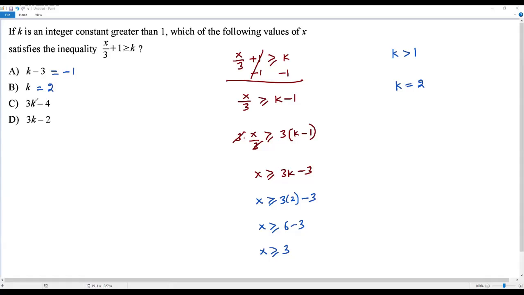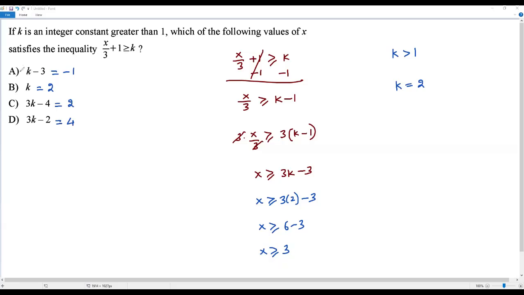And when I plug in k = 2 over here in answer choice B, 3 times 2 is 6, 6 − 4 is 2. And when I plug in k = 2 in answer choice D, 3 times 2 is 6, 6 − 2 is 4. Actually, the question says which of the following values of x satisfies the inequality. So we have values for x in the given answer choices, and we have to find the one which satisfies this inequality. And already we have simplified this inequality and got the result x ≥ 3.